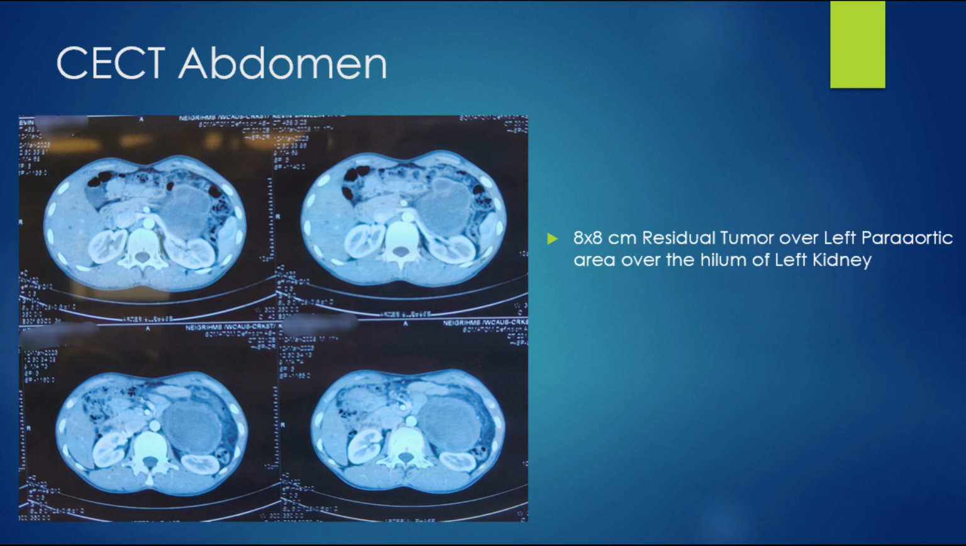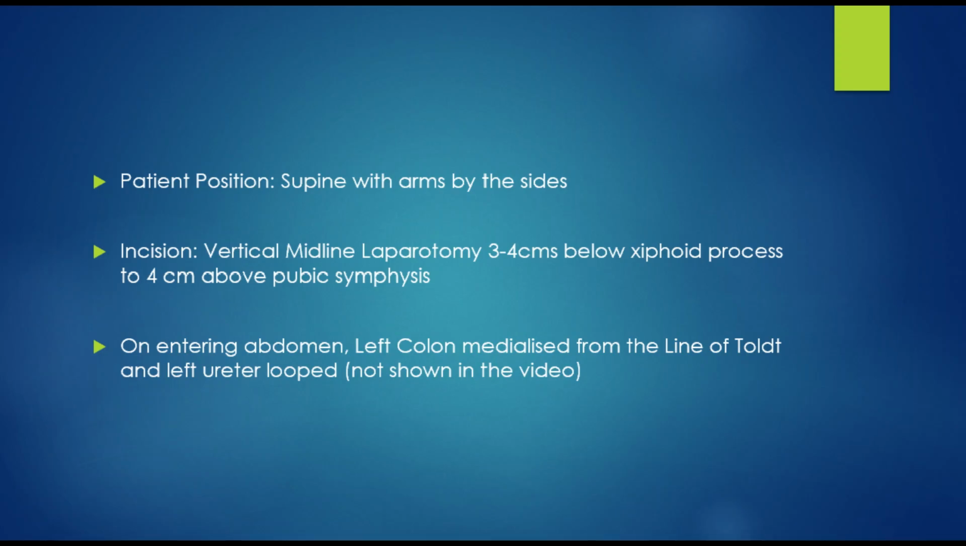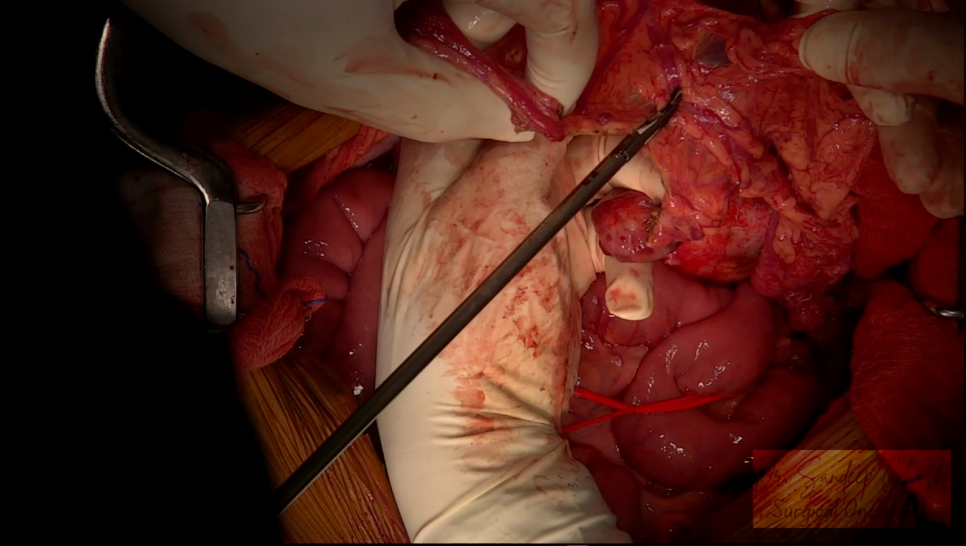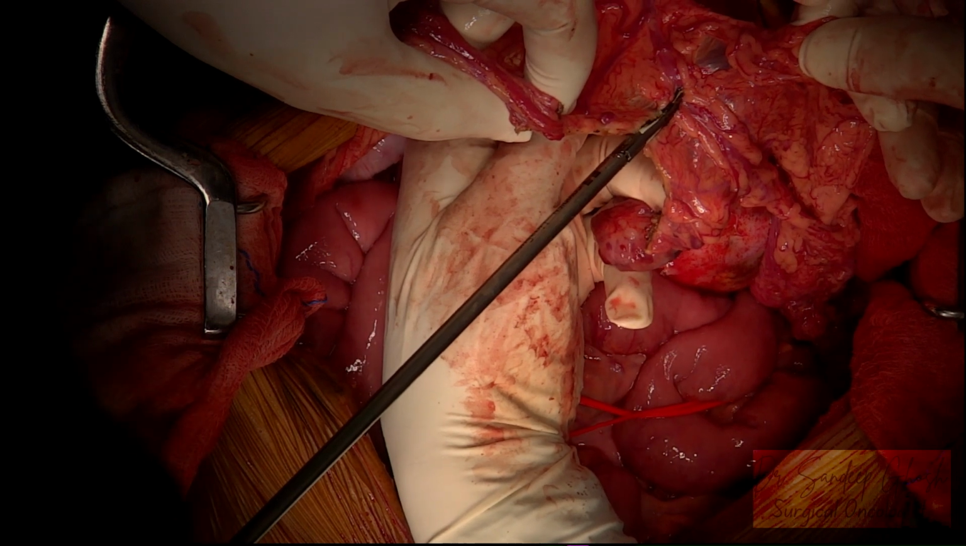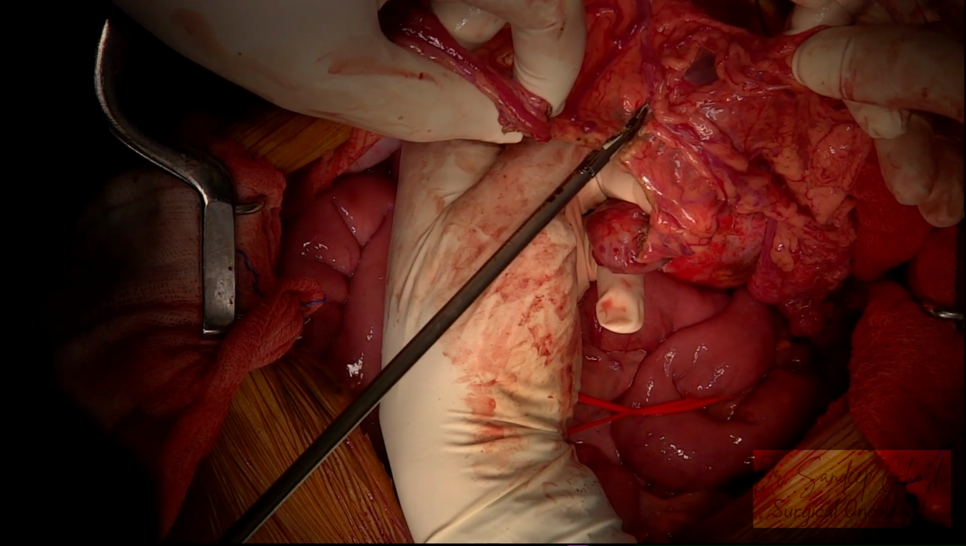The CECT revealed an 8 by 8 cm residual tumor of the left paraaortic area sitting over the left renal hilum. Here a vertical midline incision has been made, and on entering the abdomen, the left colon has been mobilized and the left ureter has been looped. The omentum adhered to the tumor here is being detached.